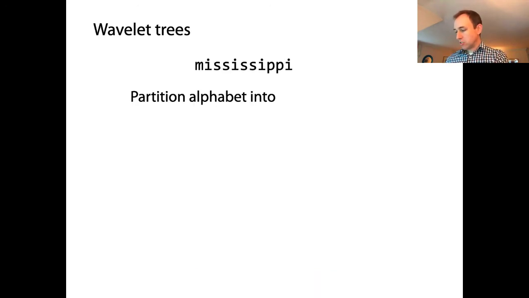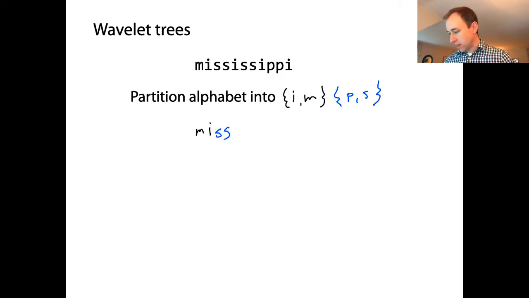We'll start with this string Mississippi. And let's start by partitioning the alphabet into just two sets. There's 4 characters here, so we'll partition it into 2 sets of 2. So we'll make I and M be the first partition, and then we can make P and S be the second partition. Okay? And then we can rewrite our string, Mississippi, but use color to show how we are.